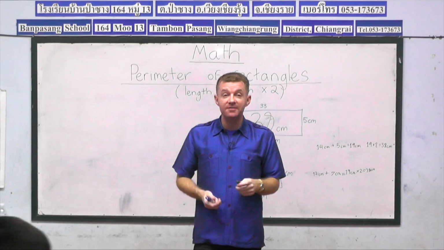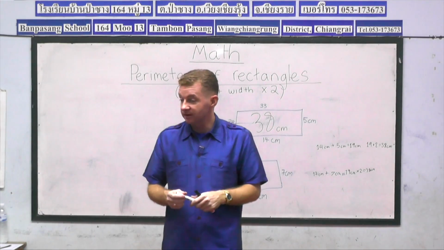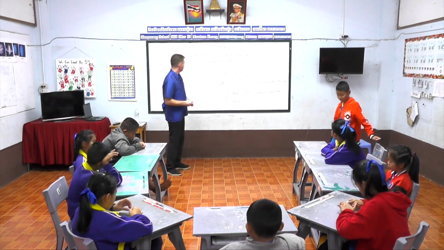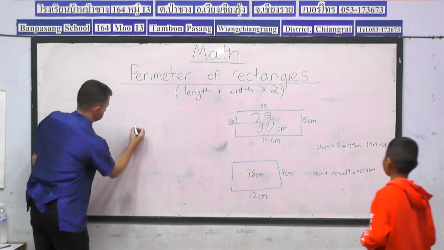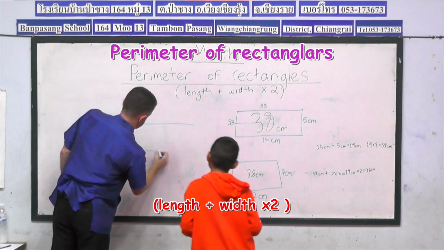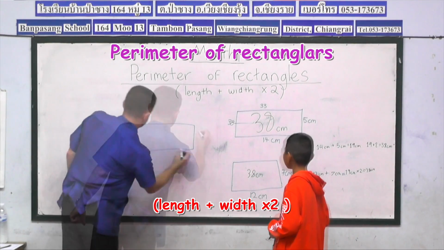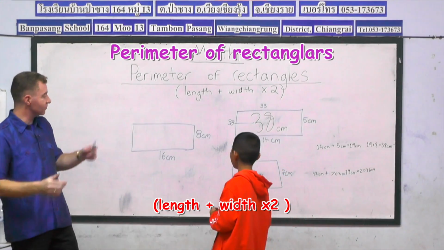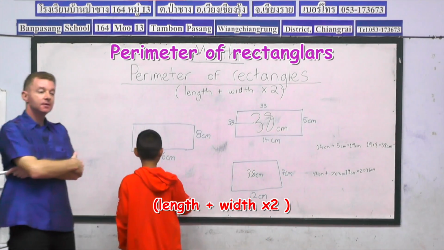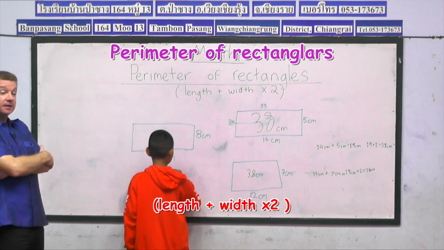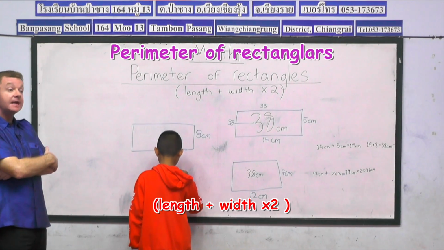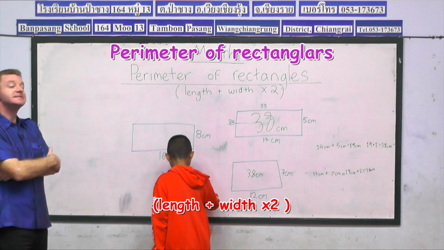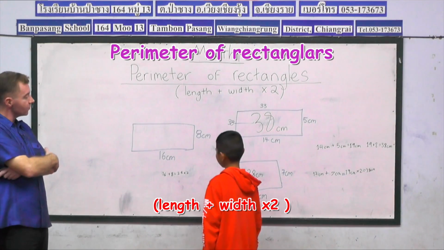Now let's do one more together before we move on to the next section. And I will invite Bangpon to come and join me at the front of class. And this rectangle, width 8 centimetres. So what's the first calculation we have to make? 16 plus 8 is correct. Equals 24. 24 what? Centimetres. So 24 times 2.